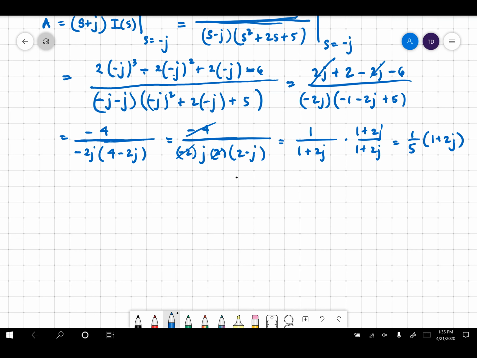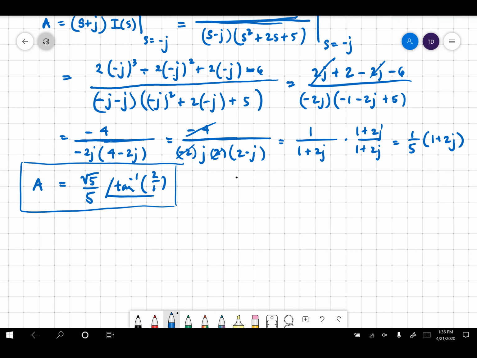It's not the form we wanted. The form we wanted is polar form. So here we go. It's going to be root 5 over 5 at an angle tan inverse of the imaginary over the real. That is A. Save that, we need that. Now we need B.